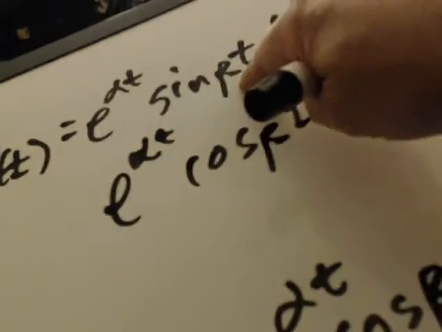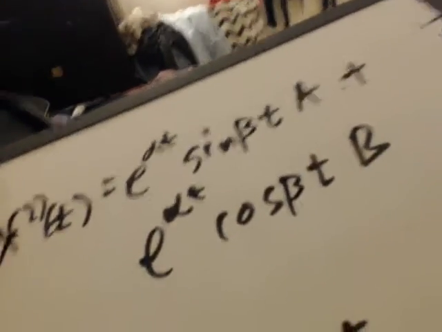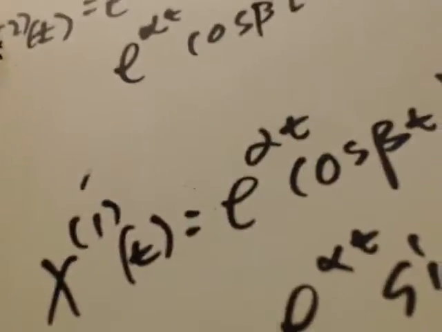This is a beta. I know it doesn't look like a beta. Let me make my beta look better. I would blame the marker, but we all know it's me. There's a beta there. And there's a beta there. There's better betas.